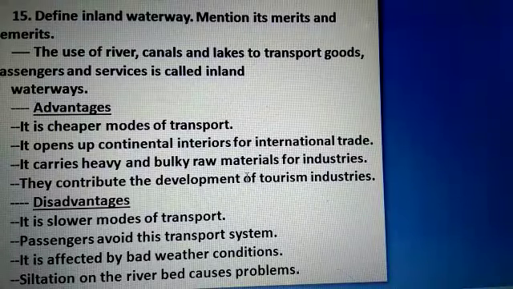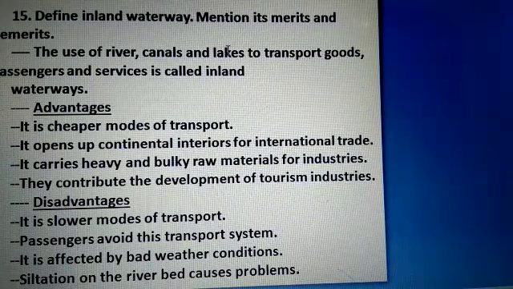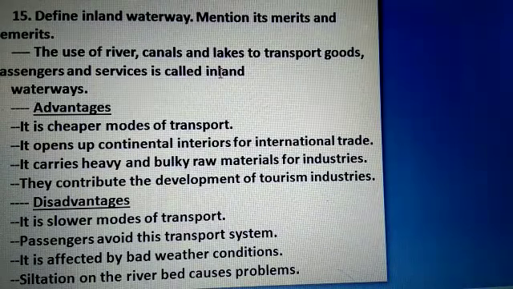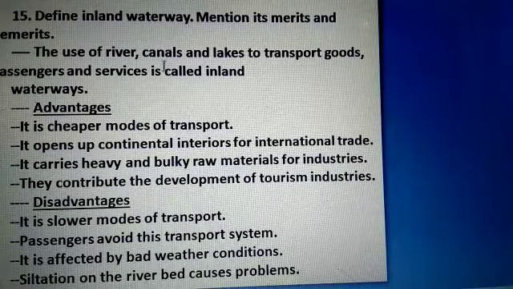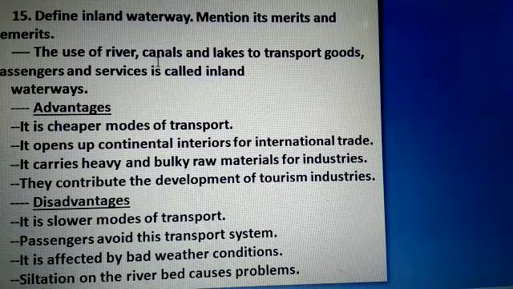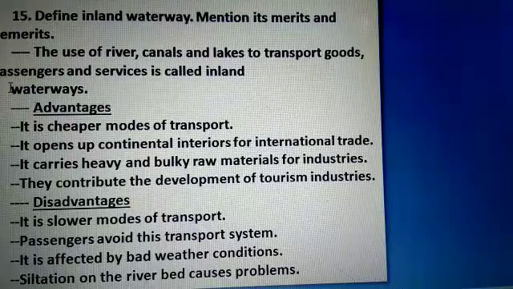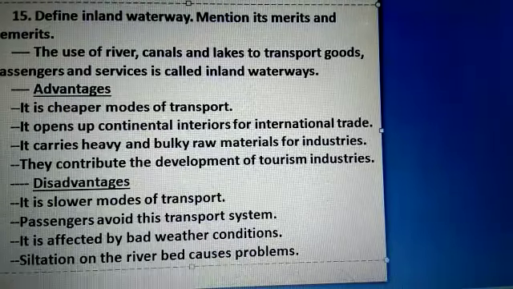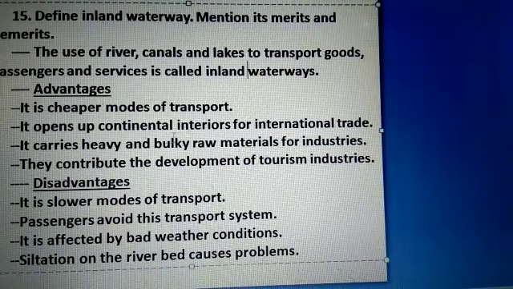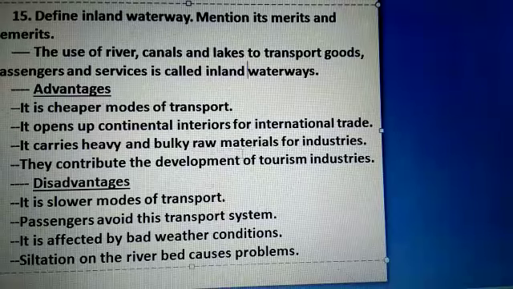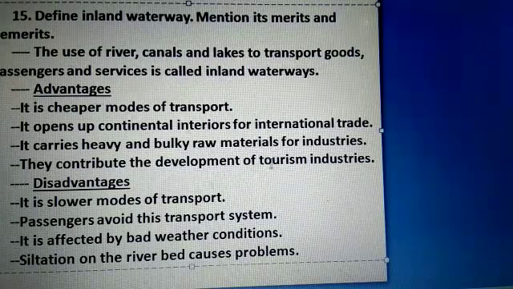Then next, define inland waterways, mention its merits and demerits. So two types of waterways are there: inland and ocean waterway. Now here, inland waterway: use of rivers, canals and lakes to transport goods and passenger services is called inland waterways. Advantages: it is a cheaper mode of transport, opens up continental interior, and carries heavy and bulky raw material for industries. They also contribute to the development of the tourism industry.